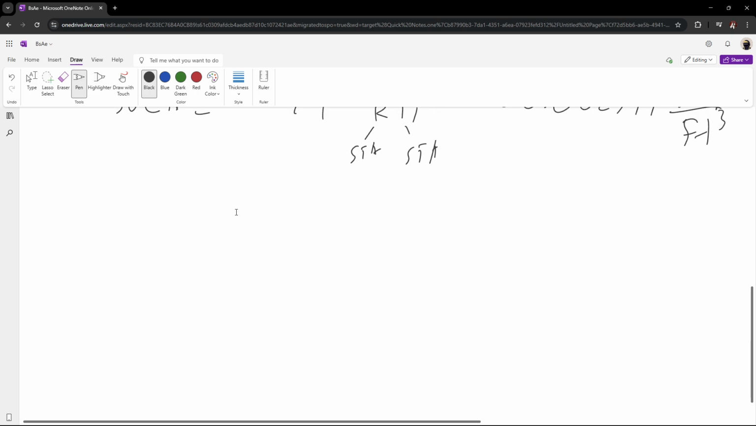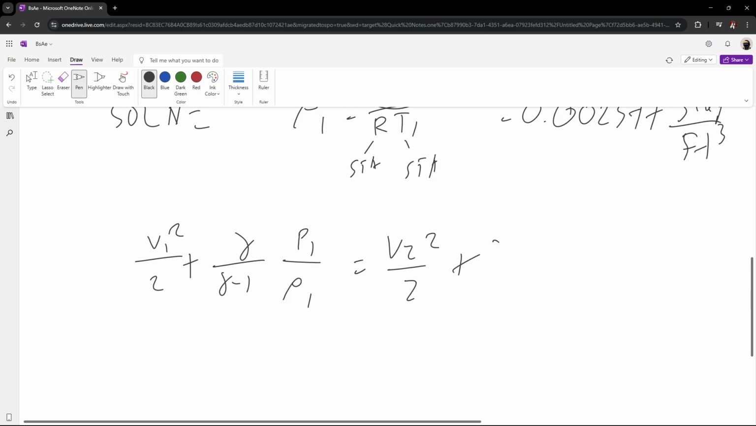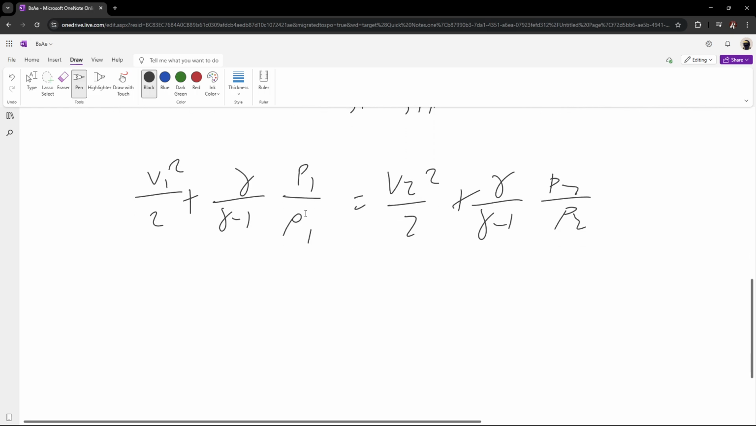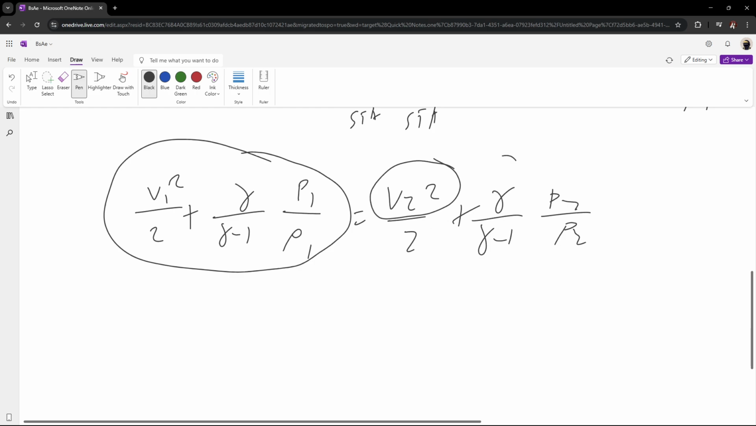Next we plug this into the formula: V1 squared over 2 plus gamma over gamma minus 1 times P1 over rho 1 equals V2 squared over 2 plus gamma over gamma minus 1 times P2 over rho 2. The left side we're already given, and V2 is given. We don't have rho 2, however, and P2 is the required.